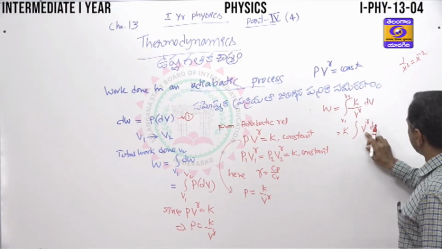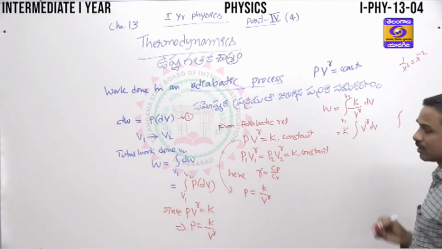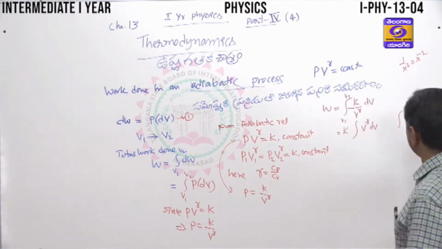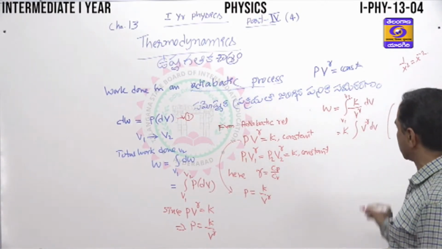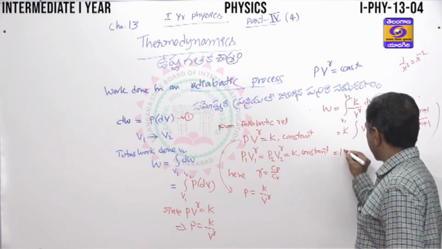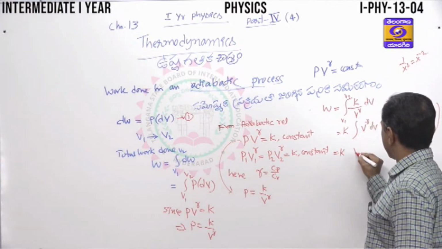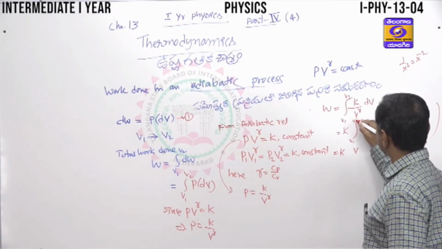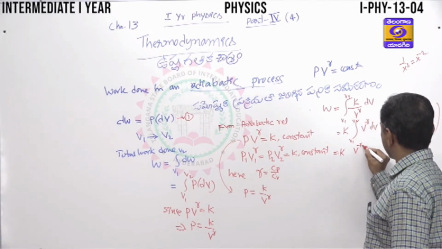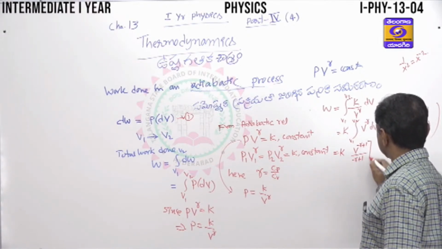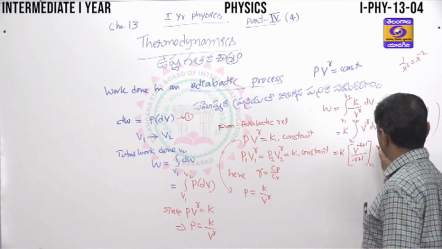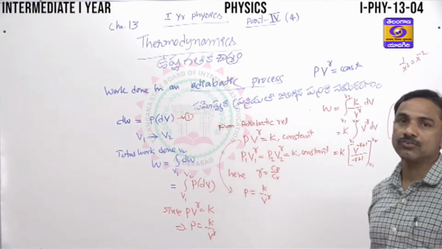Just as we can write 1 by x square as x power of minus 2, in a similar manner here. As we already know, the standard integration formula is that the integral of x power of n is x power of n plus 1 divided by n plus 1. This formula you are familiar with, we already discussed. So the work done in an adiabatic process is K times V power of minus gamma plus 1 divided by minus gamma plus 1, between the lower limit V1 and the upper limit V2.